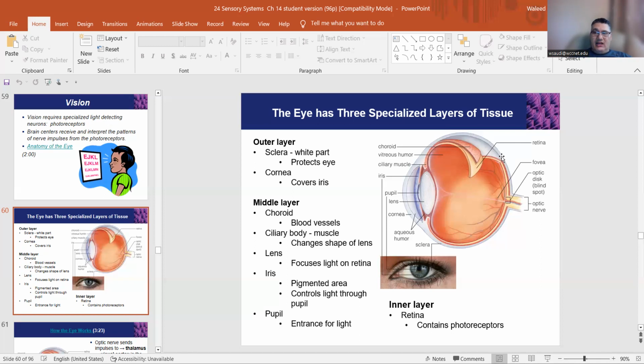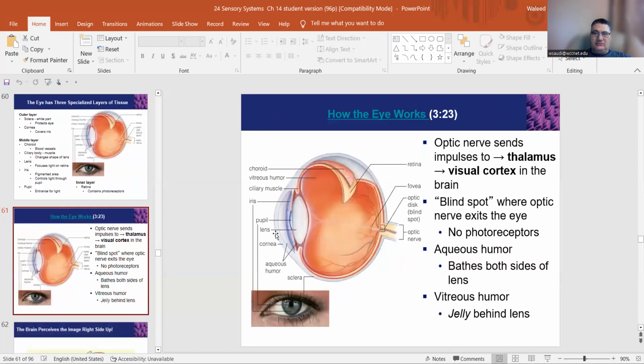So the second layer again is called the middle layer: choroid, ciliary body with ciliary muscles, suspensory ligaments, and the lens attached to it. In the front of it is the iris. In the middle of the iris, there is a pupil, which is just a circular opening. The last layer, the third one, is the innermost, which is this yellow here. It's kind of orange yellow. And this will be the retina.